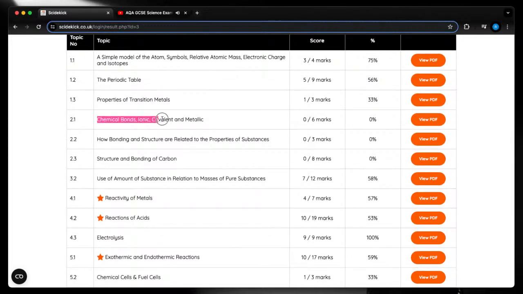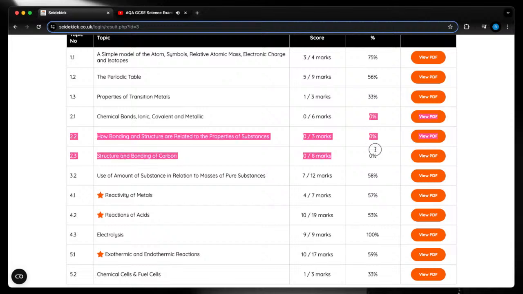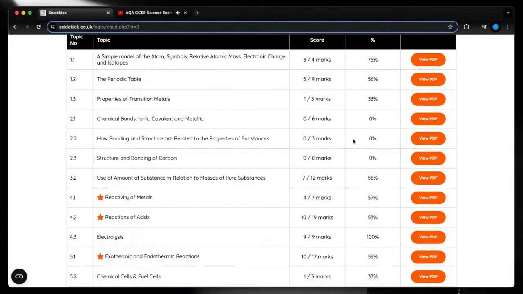So for example, look at this. 0 out of 6 for chemical bonds, bonding and structures 0 out of 3, structure in carbon 0 out of 8. So you can see really clearly exactly which topics you need to revise next, and what you need to improve on.